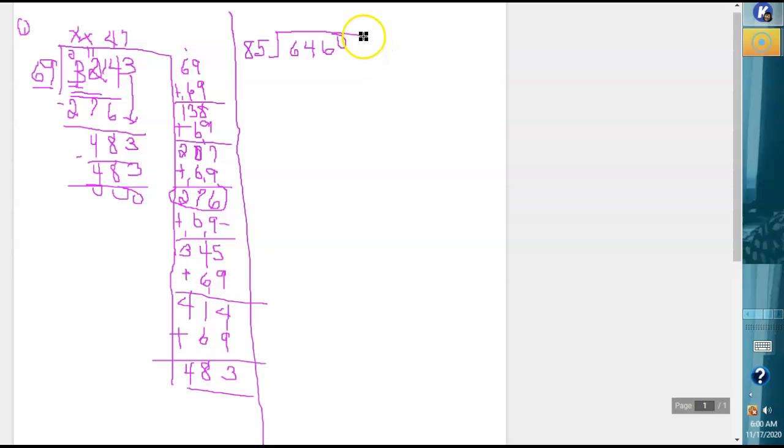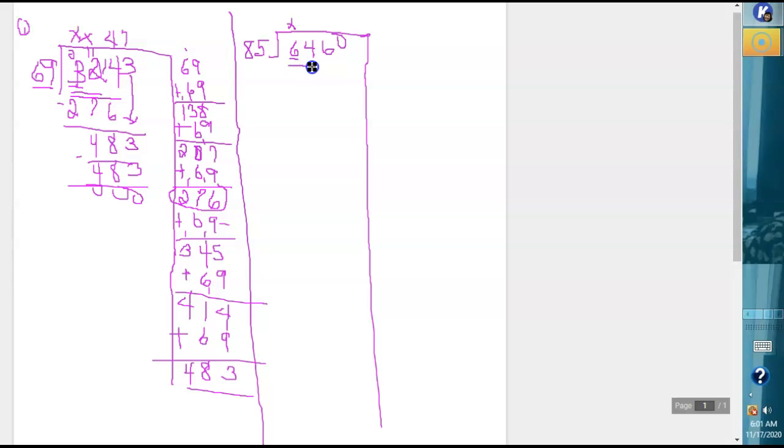Okay, so I'm going to draw a line here, a long line, vertically. Okay, digit by digit, I have to start from my first digit. Can I divide 6 by 85? No, because this is much bigger than this. So I will put an X on top of 6. I will go to my next digit.